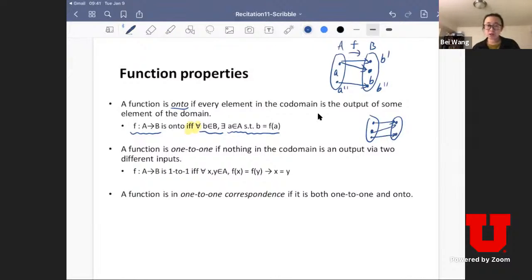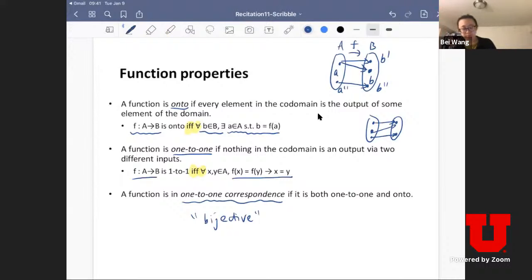Now, a function is one-to-one if nothing in the codomain is output via 2 different inputs. This is better defined as: a function f from A to B is one-to-one if and only if for any x, y in the domain, f(x) equal to f(y) implies x is equal to y. Again, this is an if and only if condition, and we're going to see very soon how to use those 2 definitions to do proofs. And a function is a one-to-one correspondence, sometimes called bijective, if it's both one-to-one and onto.